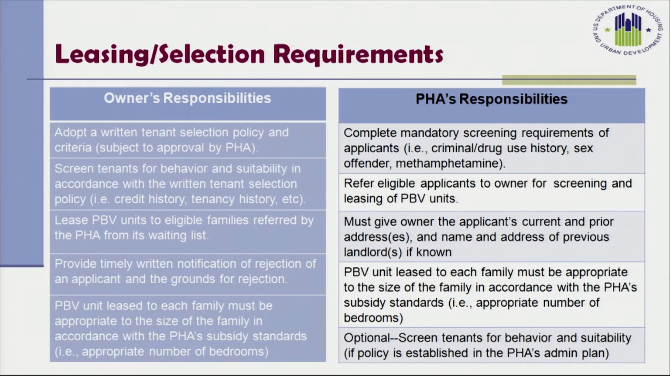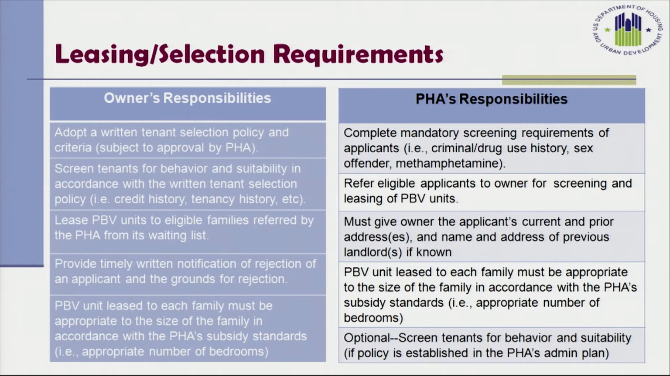The PHA's responsibilities include completing a mandatory screening of all applicants, and PHAs will be looking for criminal and drug use history, if applicants are on the sex offender registration, and also another statutory requirement is to prohibit those that have either produced or sold methamphetamine.